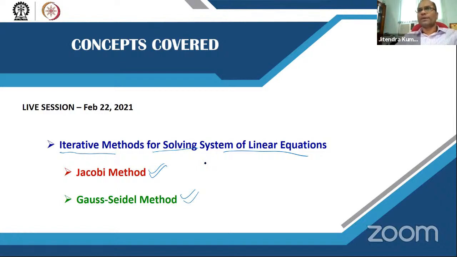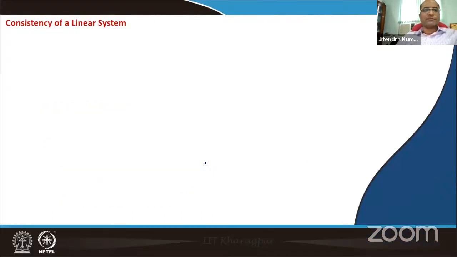And I do see one more question there. It was about the convergence of a sequence. That will also be partially covered now in this portion itself.